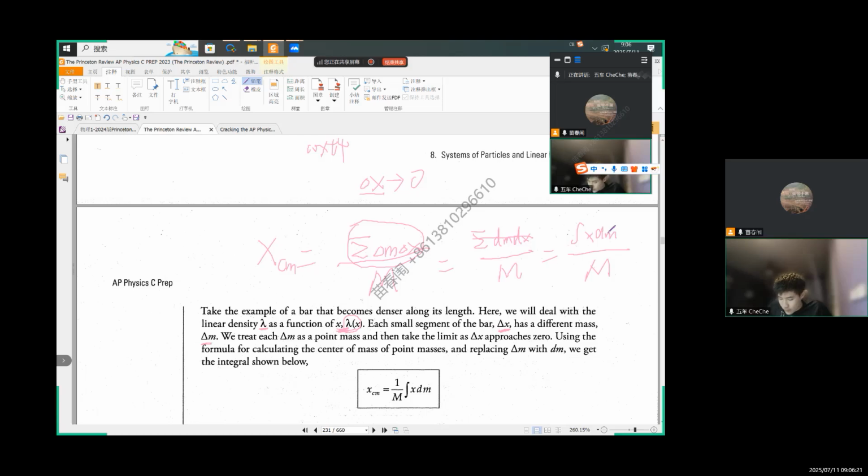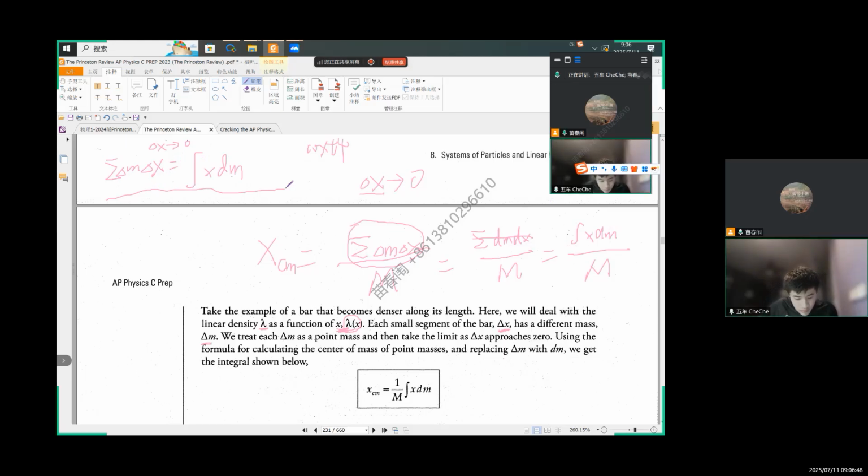Can you go over the integration part? Well, basically, the integration part is that sigma delta m times delta x equals, because delta x approximately 0, integrate x dm. Does that make sense? This is integration. Yeah, a bit more.